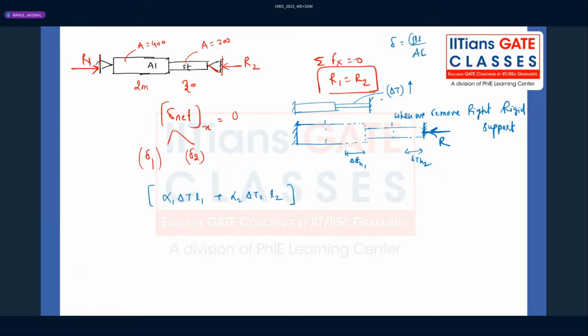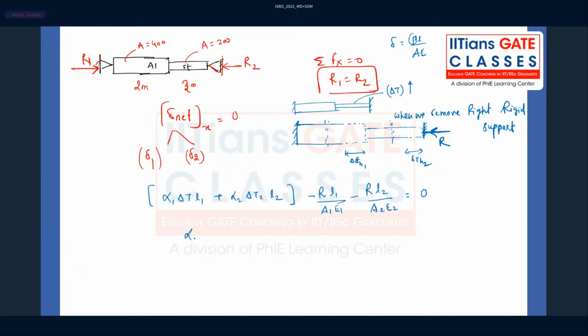But here, what is the load in both the members? See that here and here, the load is minus R. So minus R into L1 divided by A1 E1 minus R into L2 divided by A2 E2. That has to be zero. Nothing is permitted, right? So now when you combine and simplify, you can get the values of R.